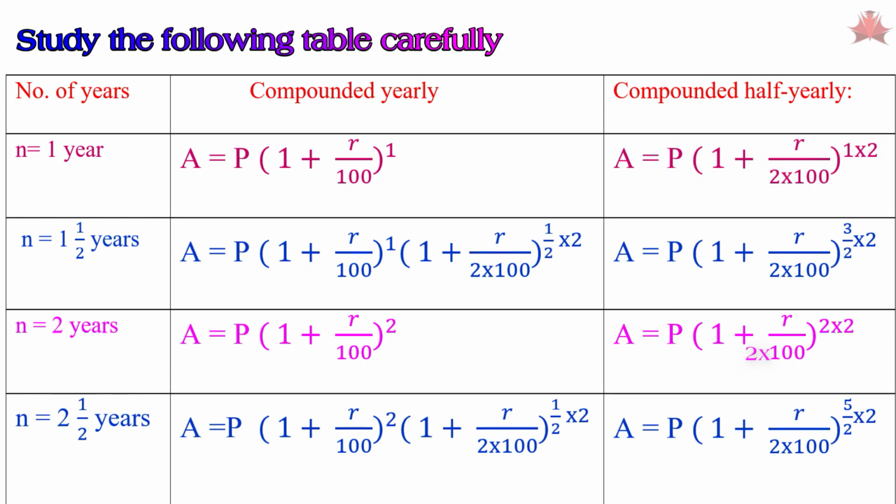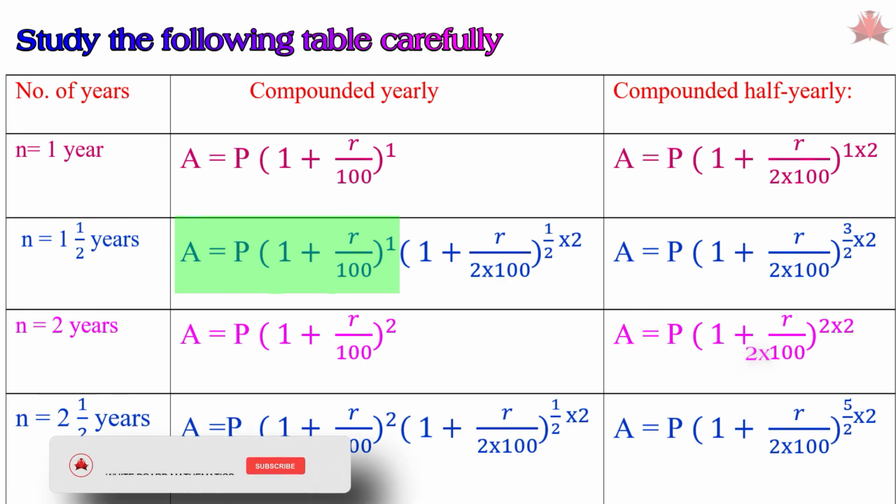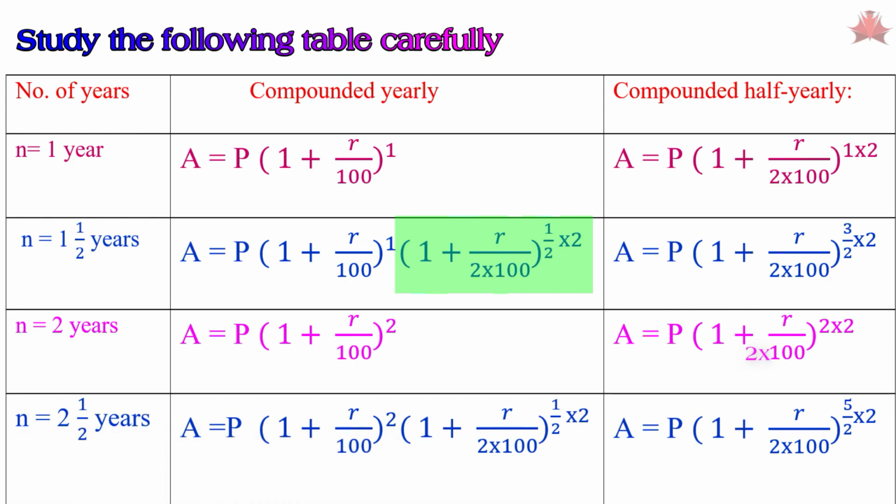Now we will calculate for n is equal to 1.5 years. Amount is equal to P into (1 plus R divided by 100) whole power n. So first we will calculate here for 1 year. Next we will calculate for half year. When you calculate for half year, you need to multiply number of years into 2 and you need to divide the rate by 2. So here the principal is common. So the formula for half year, you just need to multiply (1 plus R divided by 2 into 100) whole power 1 by 2 into 2.